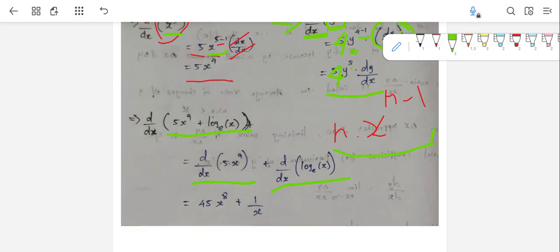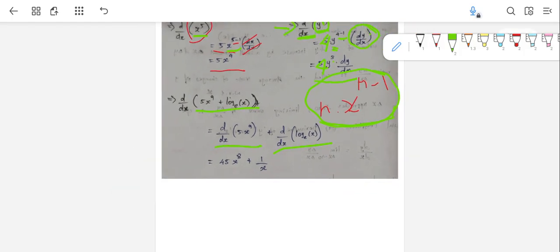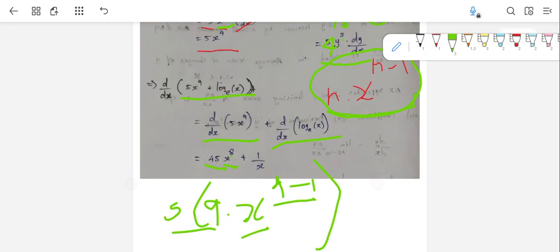For 5x power 9, based on this formula, again the same: for x power n, you do n into x power n minus 1. So 5 you keep outside, and for x power 9, you differentiate to 9 into x power 9 minus 1. So 5 into 9 is 45 x power 9 minus 1, which is 8. That's what I have written: 45 x power 8 plus, and log x to the base e, if you differentiate, you will get 1 by x. That's it. This whole differentiation is done.